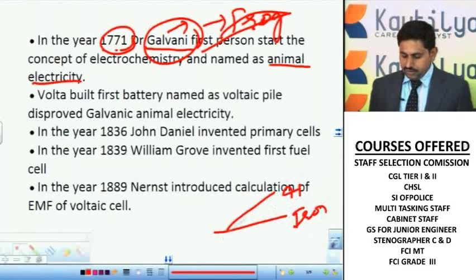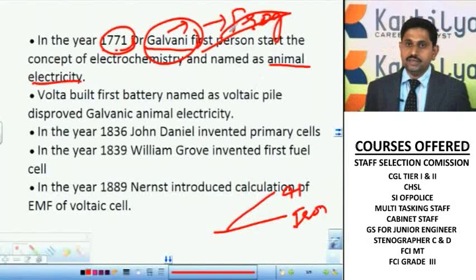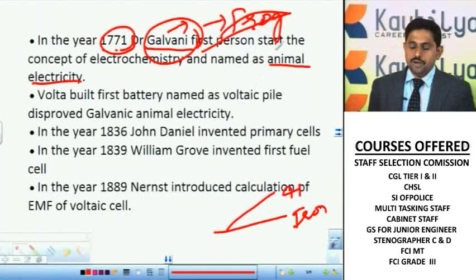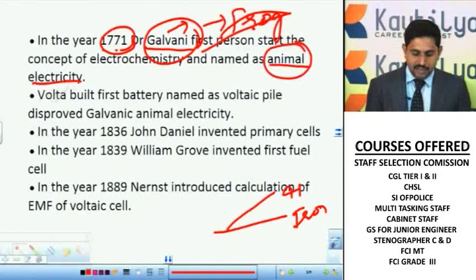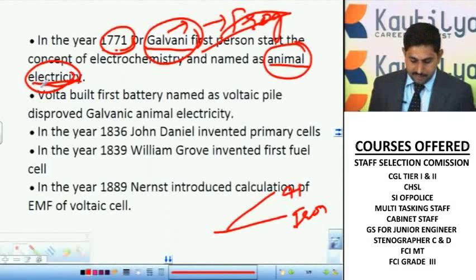Through contact with these forks, some electricity was produced. So the frog, the dead body, the fried frog, was going to rotate. That's why he observed this, particularly in the case of an animal, a frog, and he named it animal electricity. Is it clear? So Galvani is the first person, of course he is a doctor, who first introduced the concept of electrochemistry and named it animal electricity.